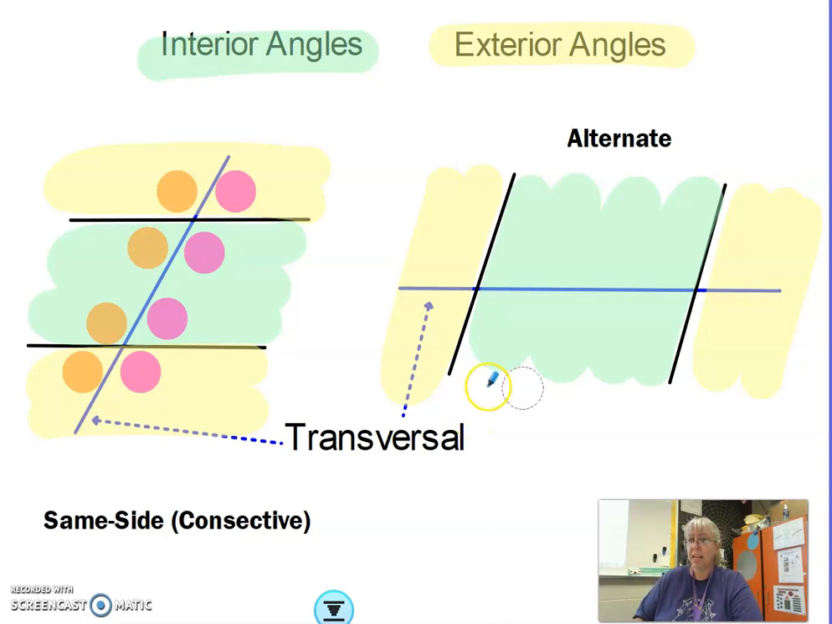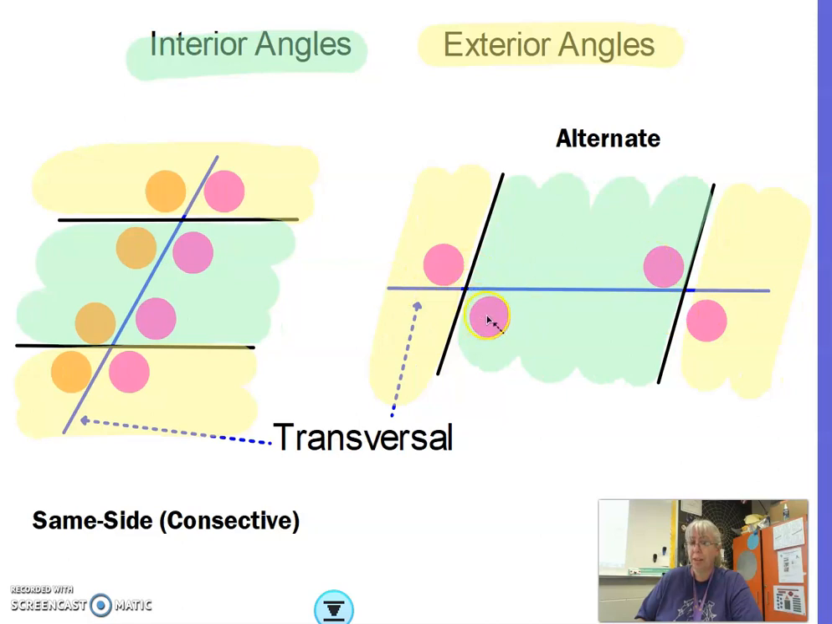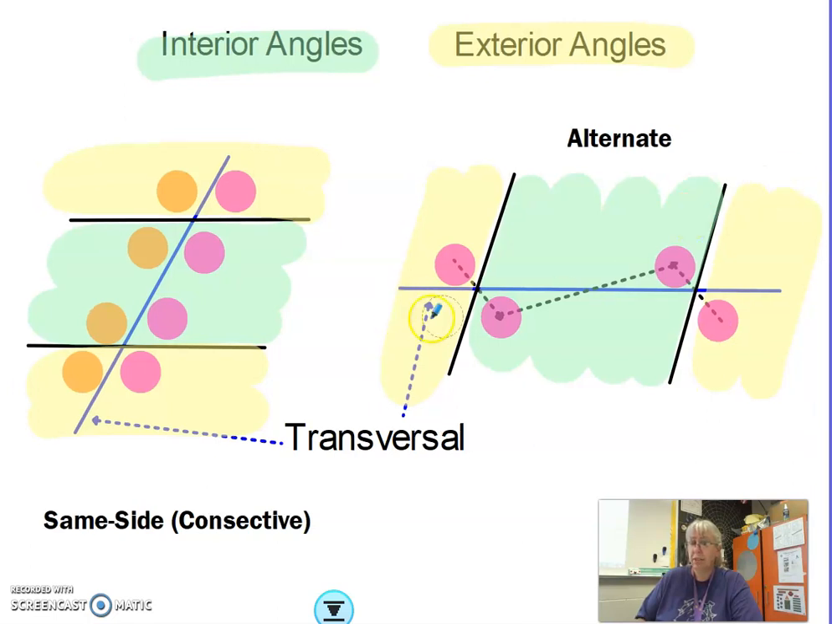Alternate, it's kind of like it says, you're going across. So if I started here, I cross the transversal, I cross the transversal, and I cross it. Those would be alternate. So we're going from there to there, or from there to there. Okay? Those would be alternate. So our other set of alternate would be to start at the top here and go down and across.